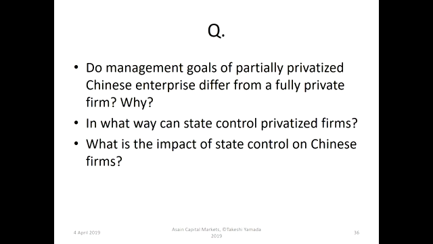And then how do they control privatized firms? Well, we saw, right, they can send in people, they can have a majority shareholder, or they can also have business transactions. And then what is the impact of state control on Chinese firms? So we saw a couple of empirical results. So this is like a summary question.